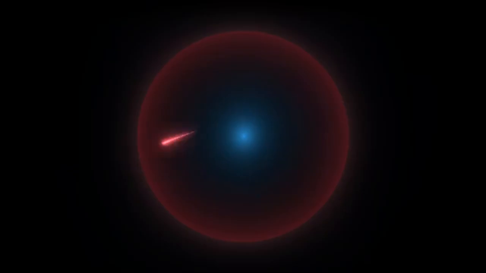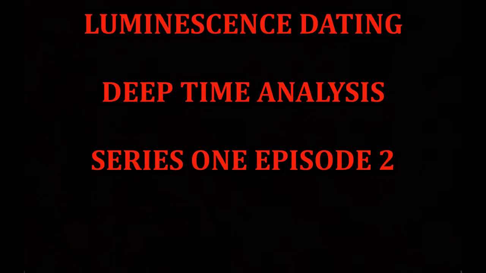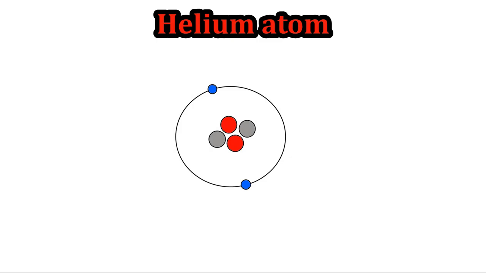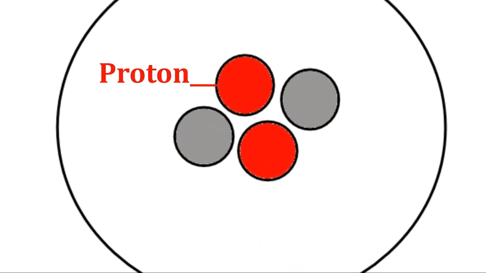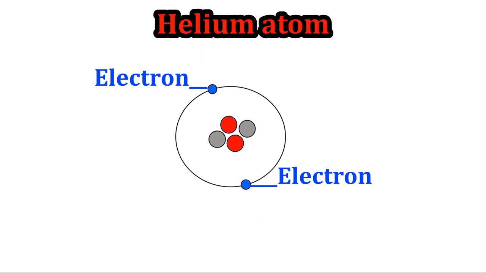But understanding how luminescence dating works, and why it sometimes doesn't, requires context. The story begins with atoms, the tiny building blocks of the universe. Every element in the universe is made of atoms. Atoms consist of a nucleus, made of positively charged protons and neutral neutrons, surrounded by rings of negatively charged electrons.